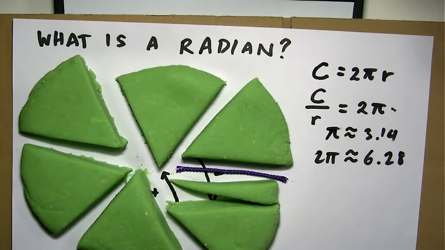Well, now that we know this, what else can we do? Well, we could start by looking at fractions of a circle. So, for example, let's take half a circle. How many radians are there at the center of half a circle?